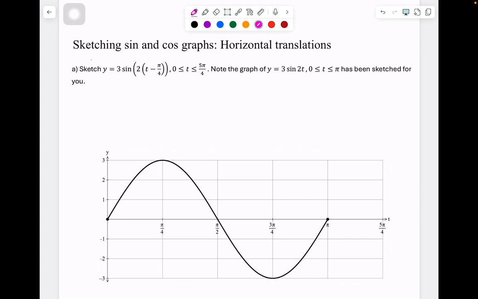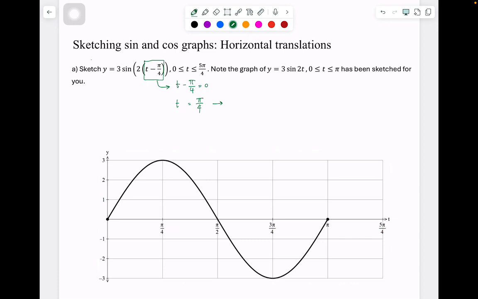So in this particular case, if we want to investigate the horizontal translation, we will focus on this inner bracket here of t minus pi on 4. If we let t minus pi on 4, or that inner bracket, equal to 0, and we solve for t, we'll end up with pi on 4, which indicates that we move by pi on 4 to the right.